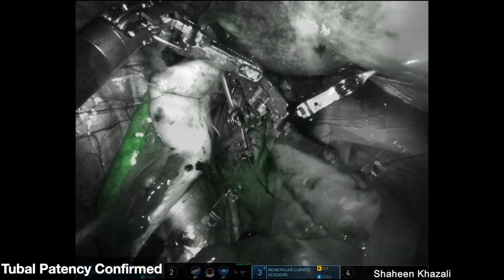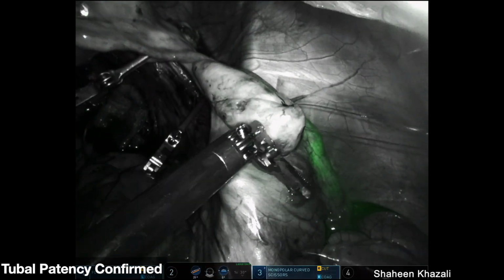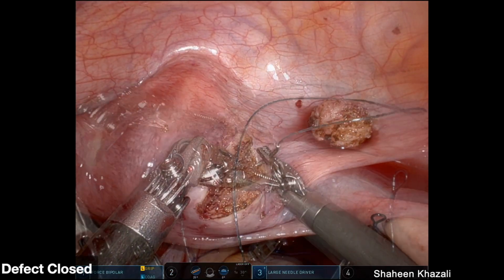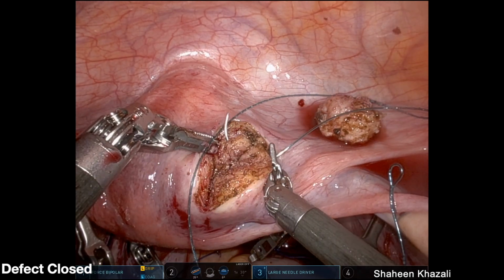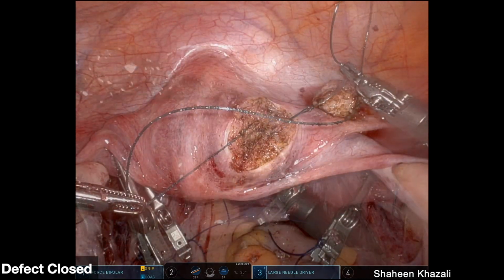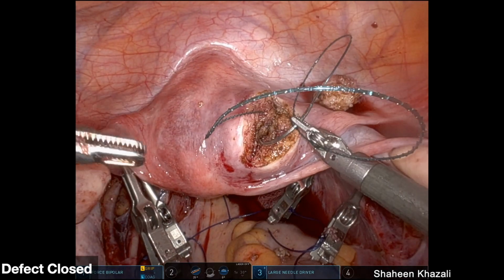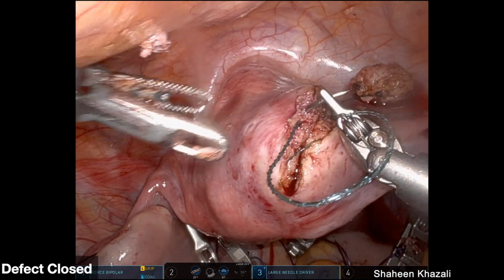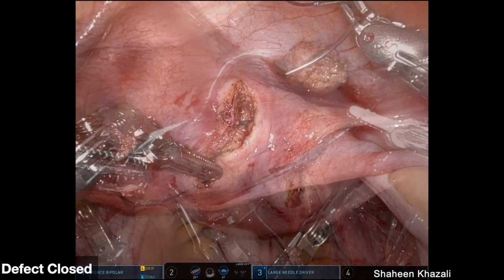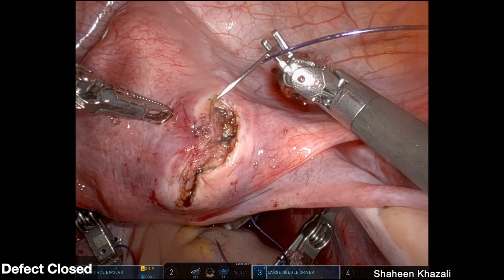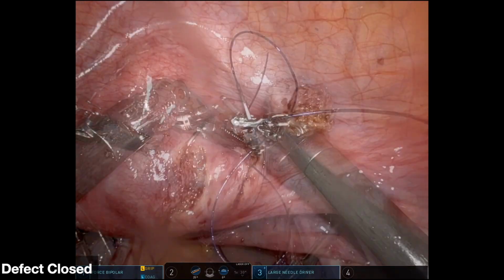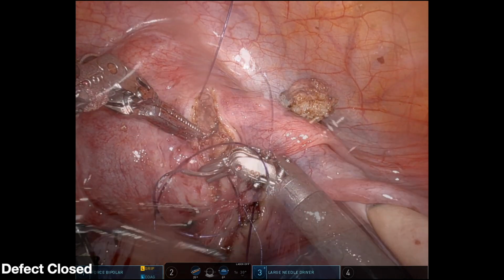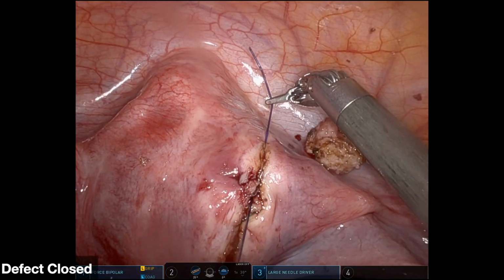Tubal patency is then confirmed, and the defect is closed in multiple layers, with the myometrium being opposed using continuous V-Loc 2.0, and then the serosal edge being brought together with a PDS 2.0 in an interrupted fashion.